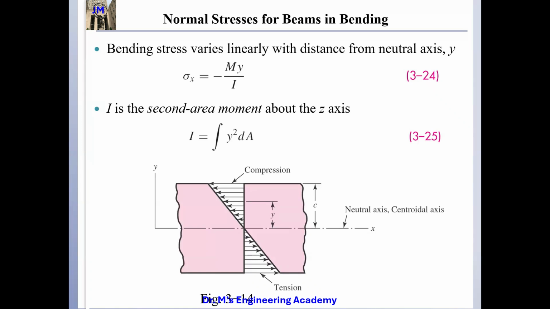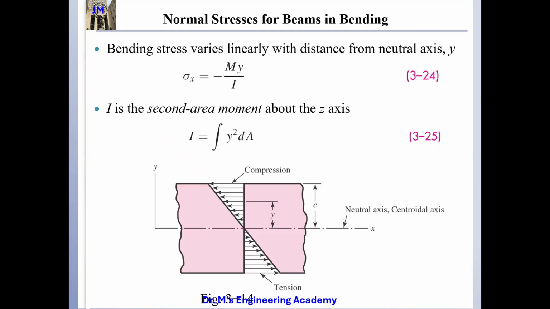It is called the second area moment, and I equals the integral of y squared dA. That is about the cross section. So you can see this I has nothing to do with the material and nothing to do with the loading. It has a relationship only with the geometry. So I is a geometric parameter. Questions?